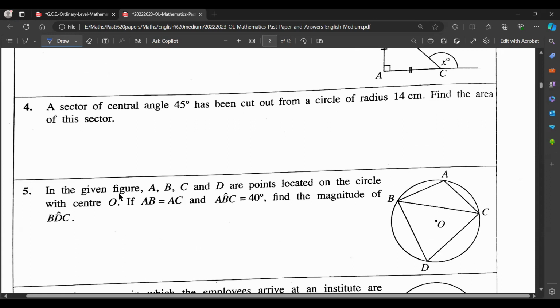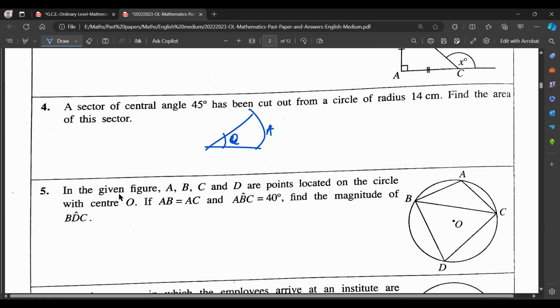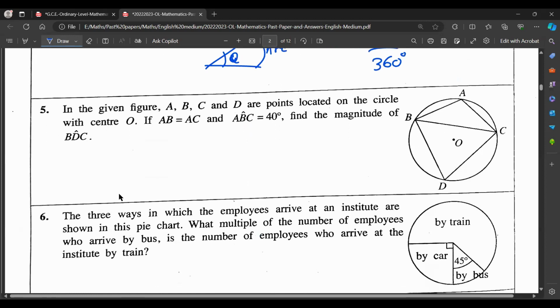Sometimes they are always asking about the sector of the angle. If there is theta, what should the arc length be? The arc length is equal to theta over 360 times 2πr. You should be familiar with this, okay?